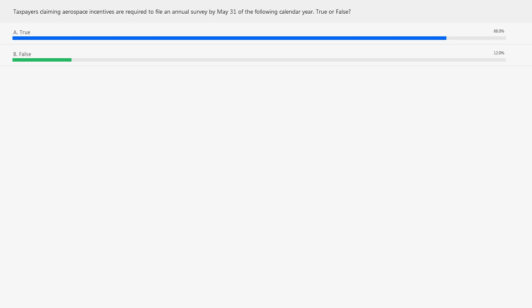Notwithstanding, you may not be a manufacturer. We just use that term as what most companies fall into. But yeah, as a repair station, you can still be eligible to take the property tax credit.